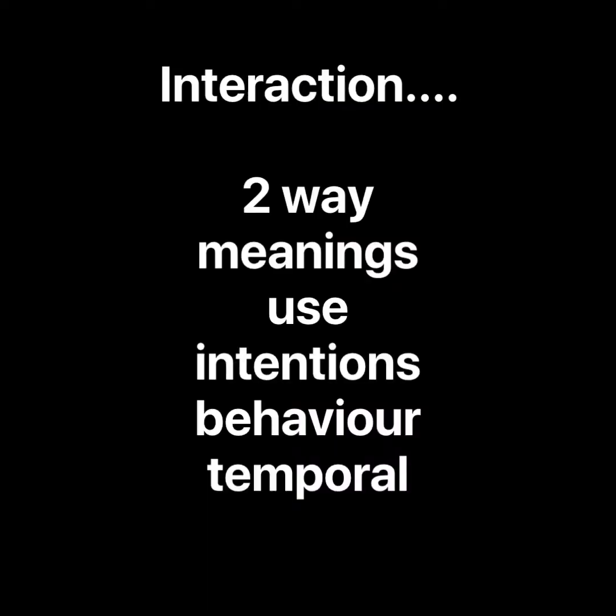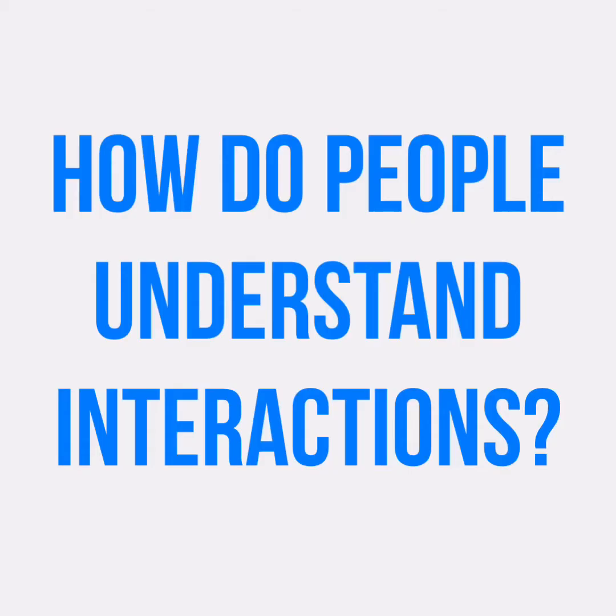So for their views, interaction comprises a two-way communication. It needs to have meanings. It's about use. It must have intentions. It's about behavior, and it's temporal. We know how designers understand interactions, but how do people understand interactions? How do they know how to use a product or interactive product when they see one? How do they learn that?